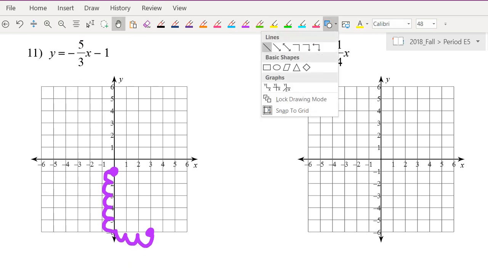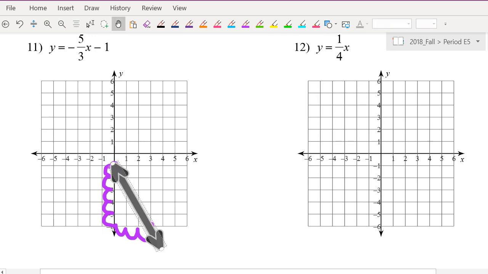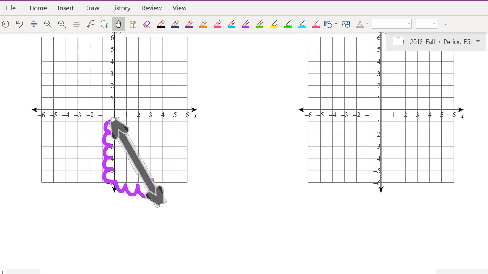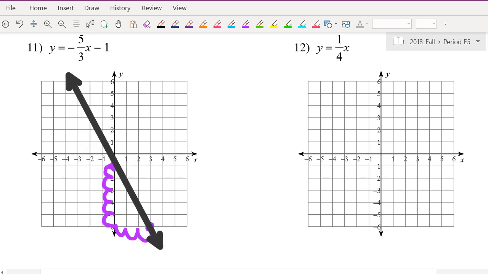So watch this. When I connect this, it's going to be a nice hefty line. Hey, can I select you and move to top? Why is it not doing that? Let's change tools. Yay, computer.